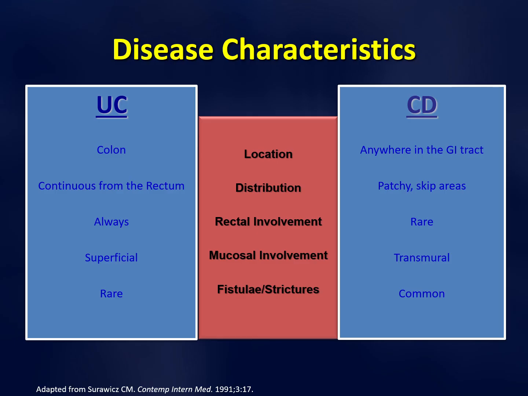Rectal involvement is always present in ulcerative colitis, whereas rectal involvement is extremely rare in Crohn's disease, and if it is there, usually it does not involve the whole rectum, or it does not involve the lower part of the rectum. Mucosal involvement is superficial in ulcerative colitis, involving mucosa and submucosa, whereas it is transmural in Crohn's disease, and this explains why there is a higher prevalence of fistula and strictures in Crohn's disease patients compared to ulcerative colitis patients.